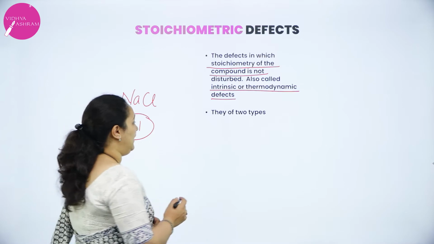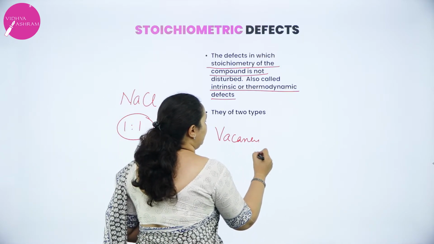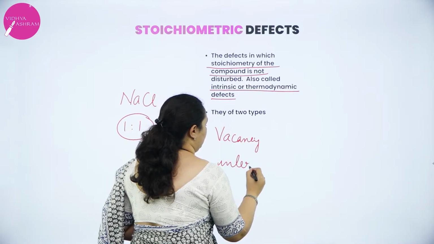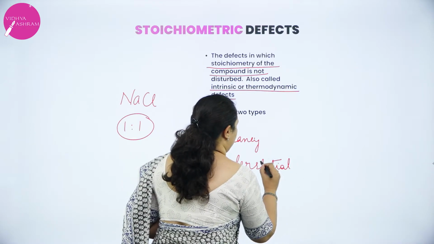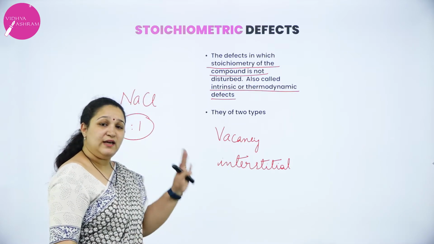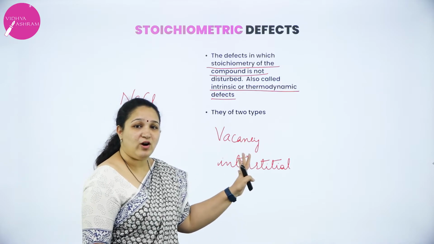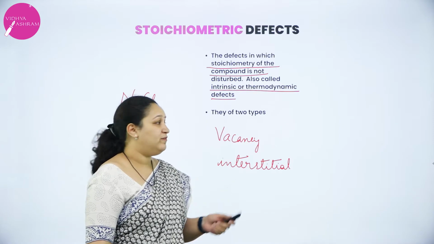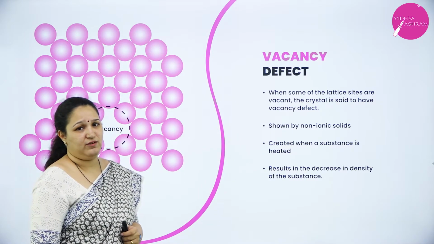They are of two types, that is vacancy defect, okay, and interstitial defects. There are two more types which are there only for ionic crystals, that is Schottky and Frenkel defect. So, first we shall see what is vacancy defect.